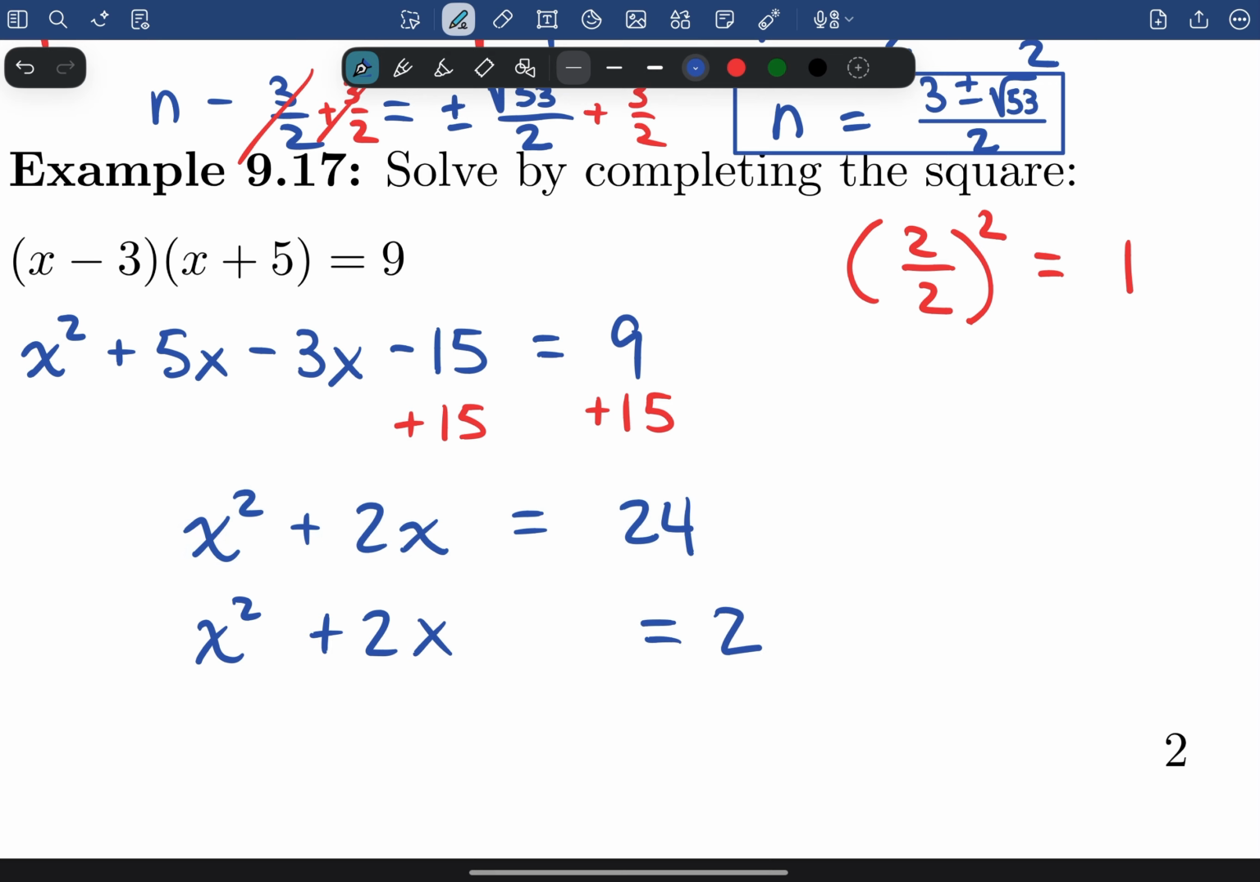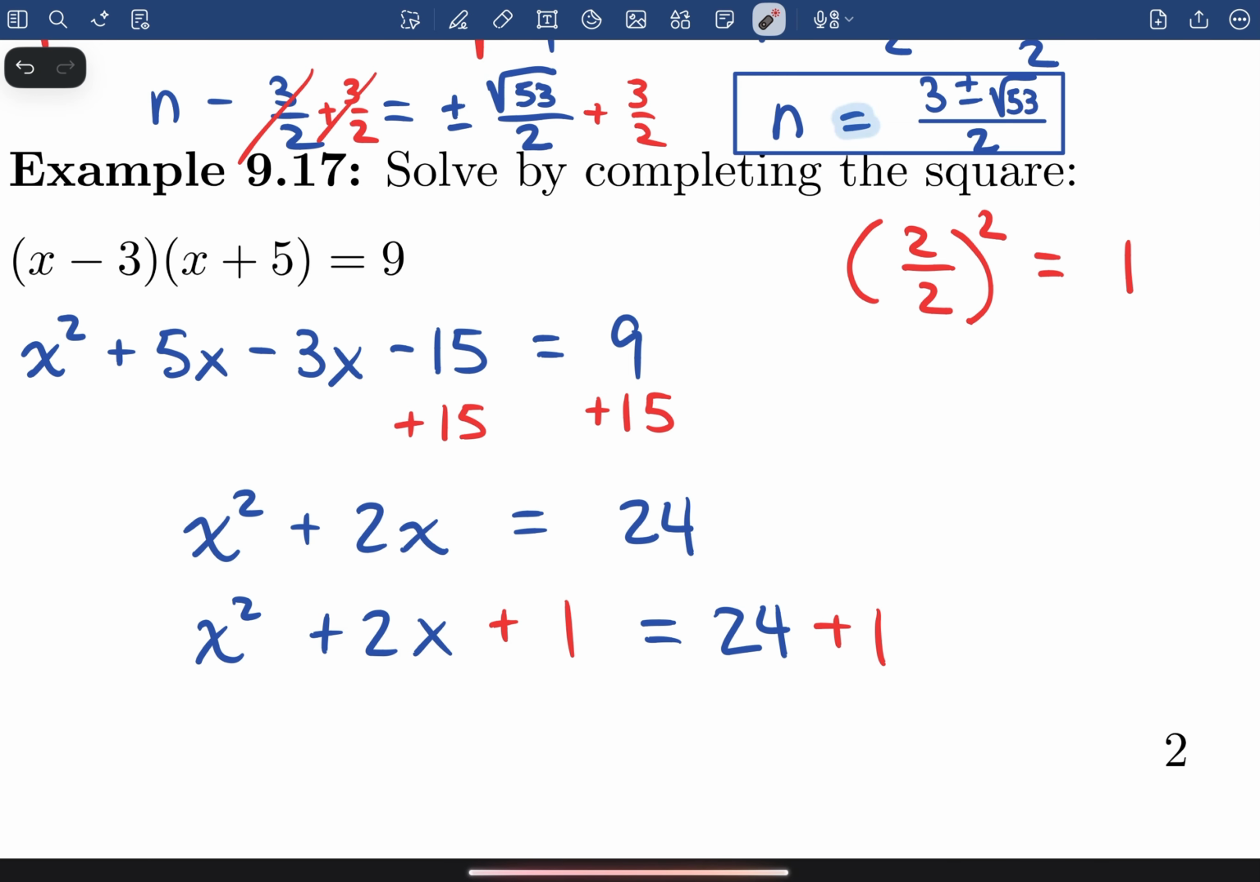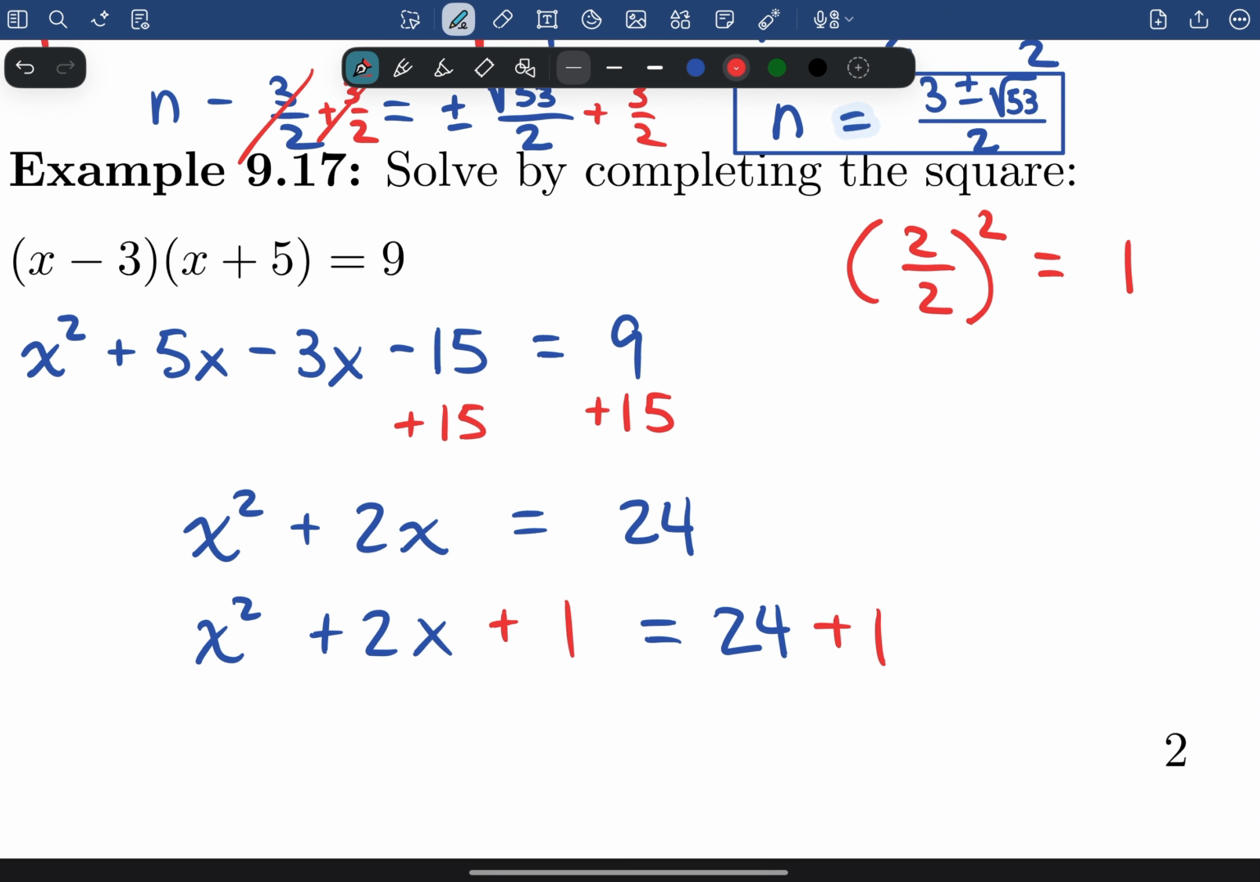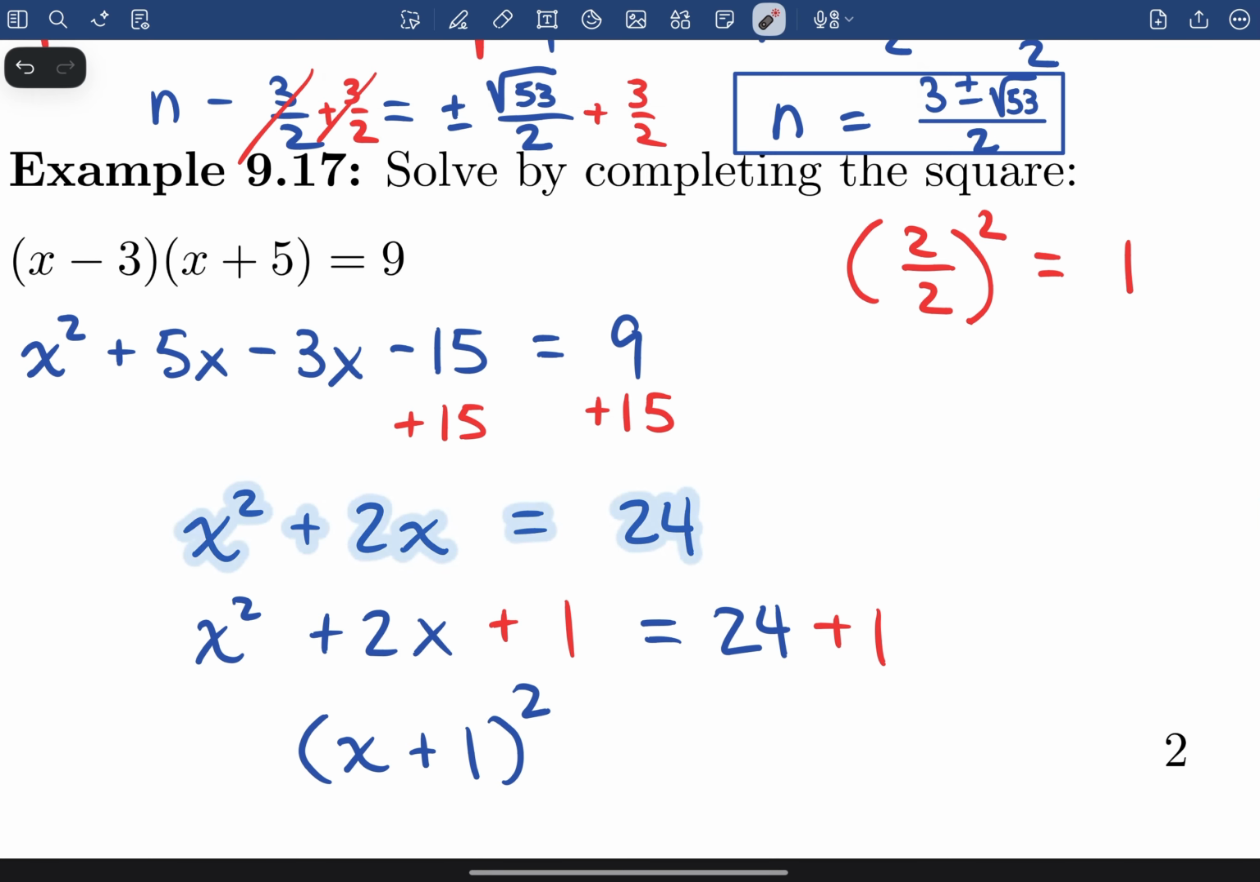Adding 1. Yes, this value that I just found, I'm going to add it to both sides of the equation. Now, this is a perfect square trinomial. I will factor it into a binomial squared. And so I get x plus 1 squared. And how did I get that? Well, I started the binomial with x, because x times itself will give me x squared. And then this plus sign tells me, hey, I need a plus sign there.